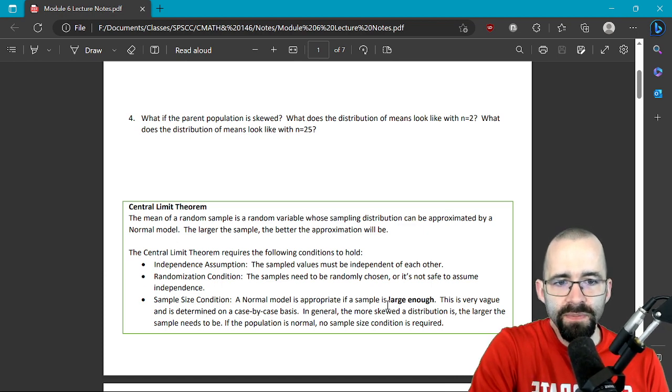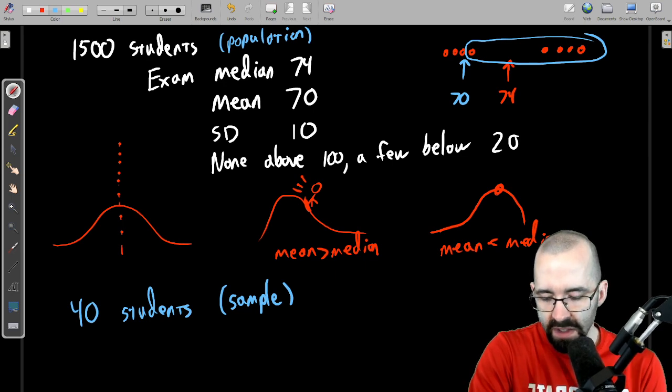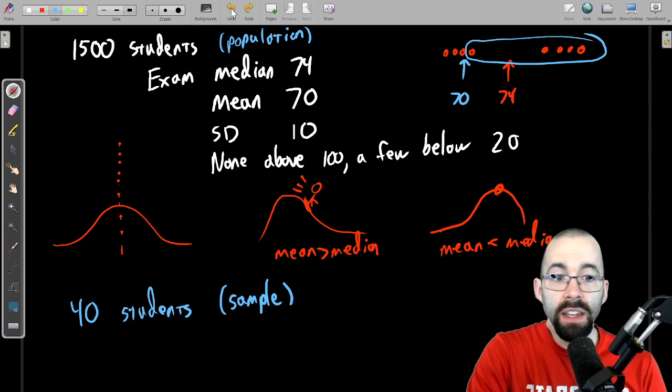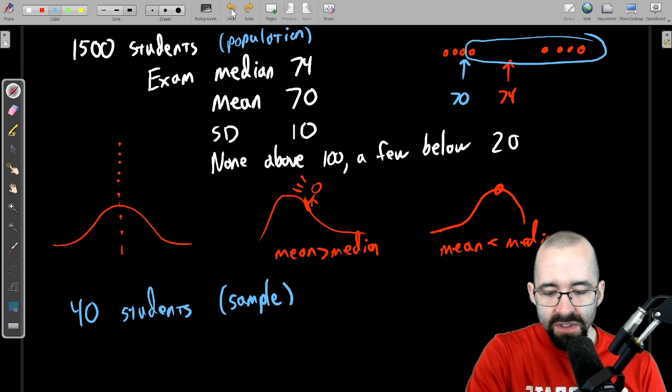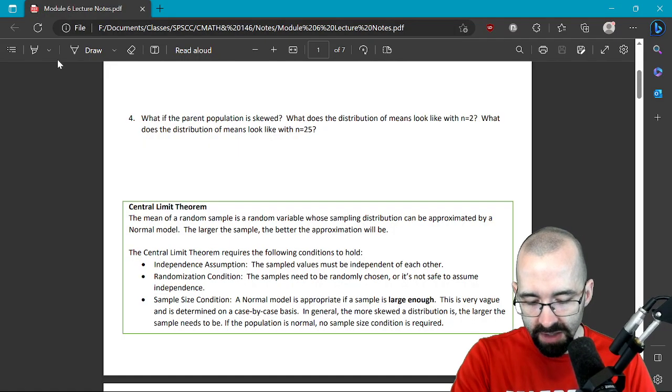Sample size condition, usually 25 or 35 is big enough. We talked about all those in the notes. So this is bigger than 25 or 35. It is skewed. If it were normal, we wouldn't really need this 25, 35 requirement, but because it's skewed, we will. So, okay, yeah, we can use the central limit theorem here. So, check off all the boxes.